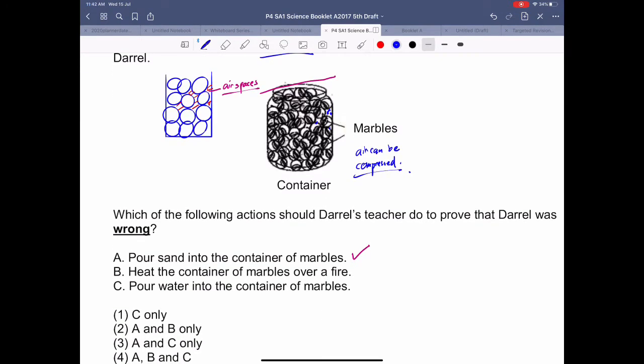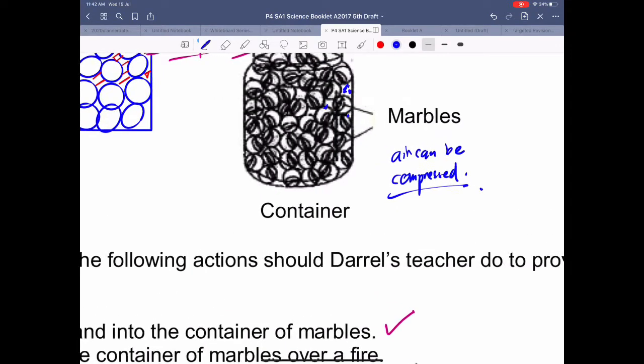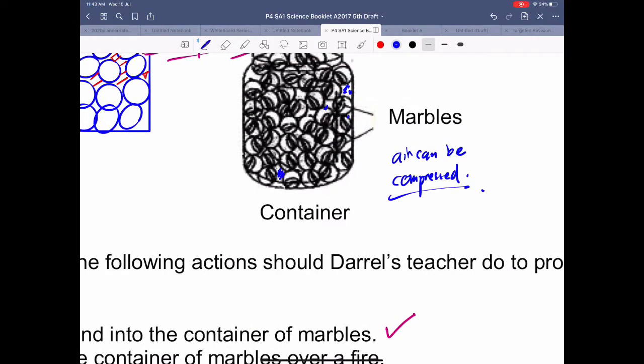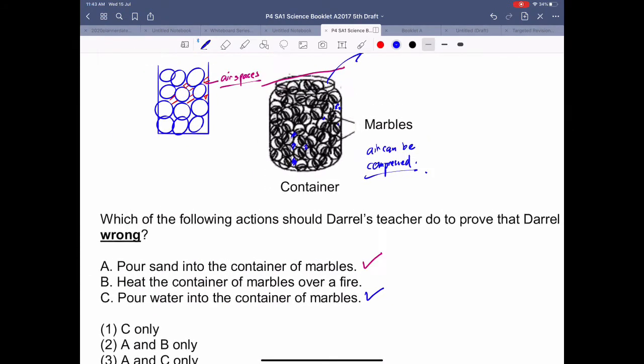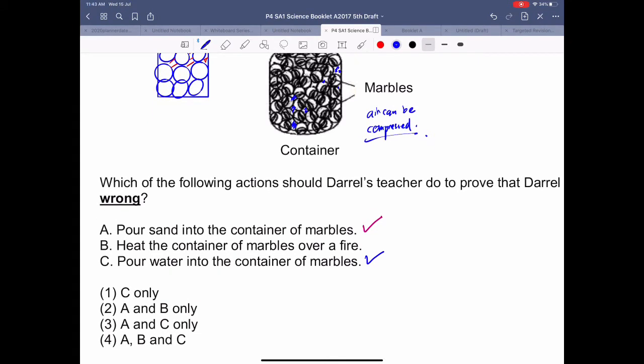You can also pour water into the container of marbles because water is able to take any shape. So it will come and take up space, squeeze the air or displace it, because this is unsealed. You realize it's not sealed up, so the air can escape. As the water gets poured in, it will displace the air out. Do you remember that was the answer for one of your topical practice questions? So your answer is A and C only.